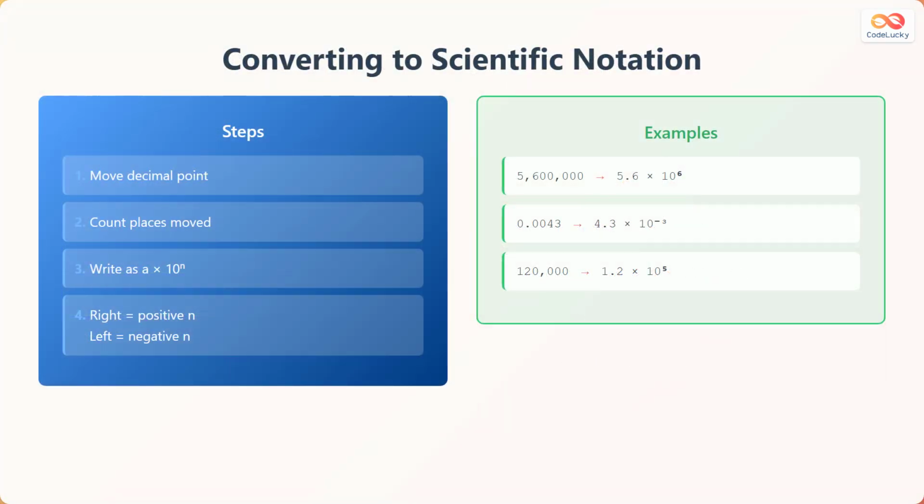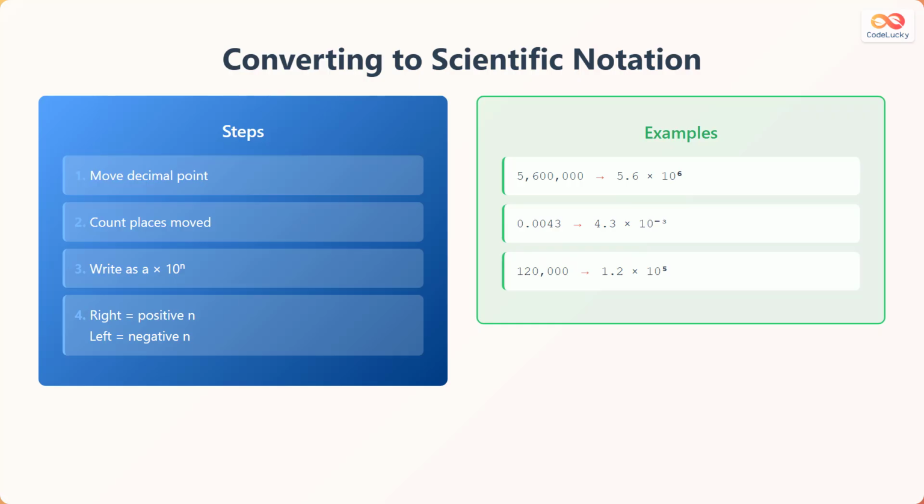Now let's learn how to convert numbers into scientific notation. Here are the steps to follow. First, move the decimal point until there is only one non-zero digit to the left of the decimal point. Second, count how many places you moved the decimal point. Third, write the number as a times 10 to the power of n, where a is the new number you obtained after moving the decimal point, and n is the number of places you counted. Fourth, if you move the decimal point to the right, then n is negative. And if you move the decimal point to the left, then n is positive.